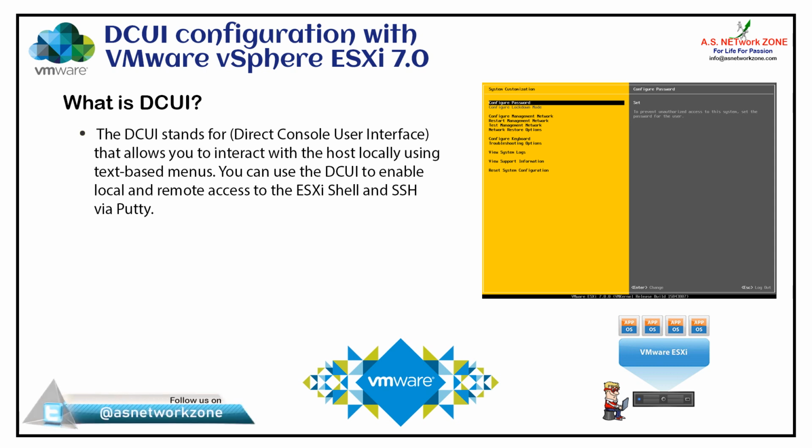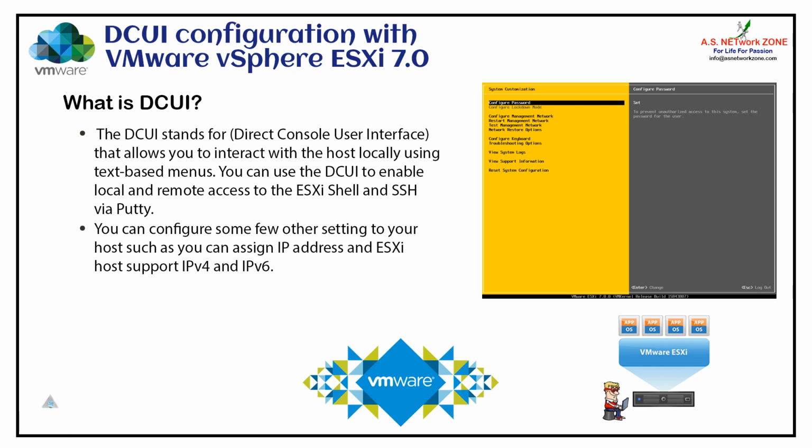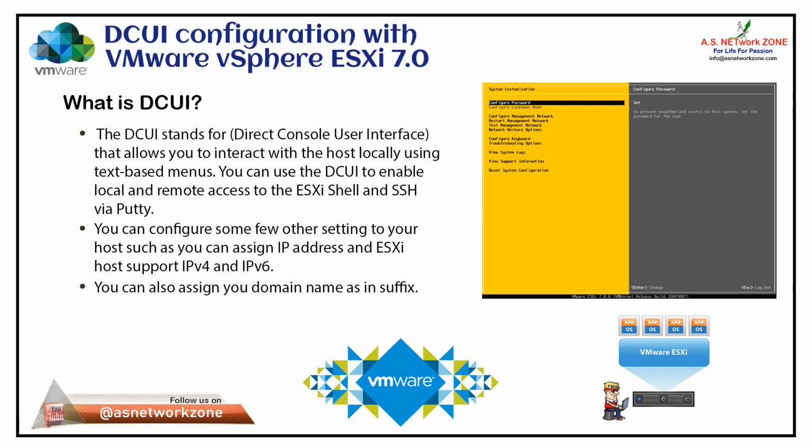You can use DCUI to enable local and remote access to the ESXi shell and SSH via PuTTY, and you can also configure a few other settings on your host, such as assigning an IP address, whether it is IPv4 or IPv6. Here you can also assign your domain name as a suffix. Let's move to the hands-on lab.